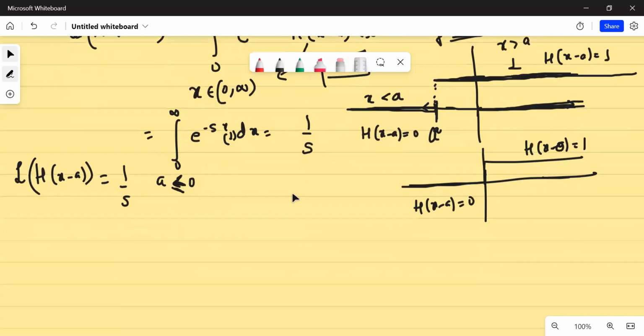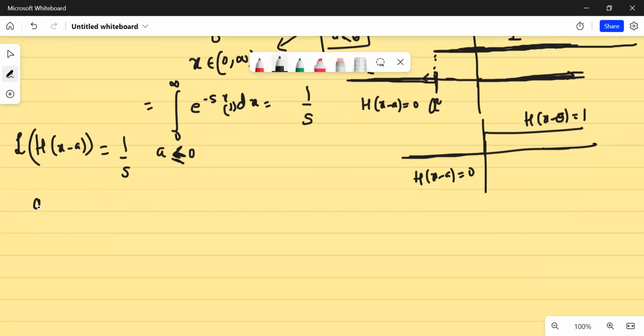What about, what if a is greater than 0? What if a is greater than 0? Okay, what if a is greater than 0? Sorry. Just give me a minute. Okay.